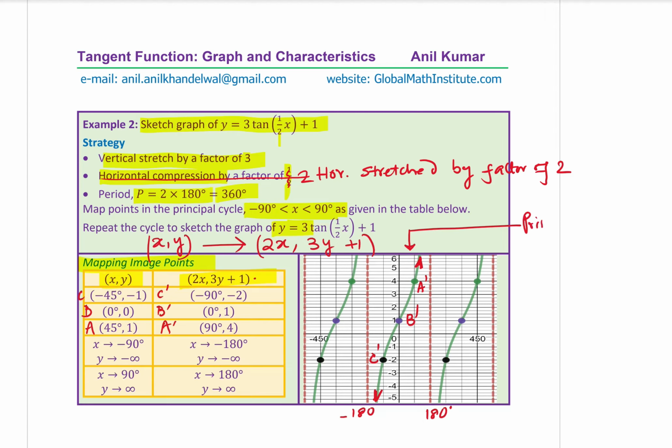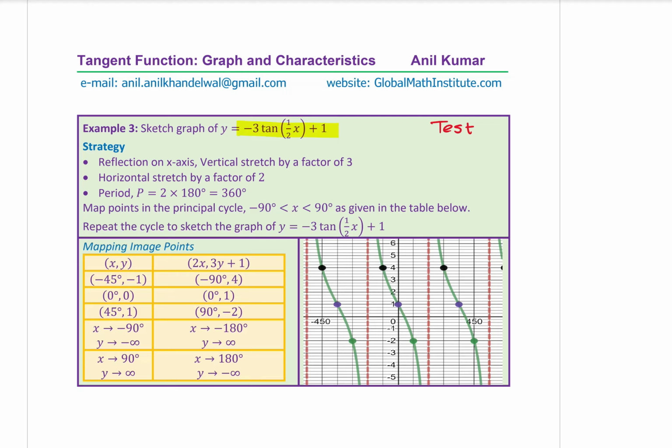So take this as a test question, correct? Let this be your test question. You need to now pause the video and sketch a very similar graph, which in this case is minus 3 tan half x plus 1, correct? The only difference here is definitely the reflection on the x-axis. The rest of the things are more or less the same as we did last time. Now this reflection will actually make the graph decreasing, right? So now what you have is a decreasing function.